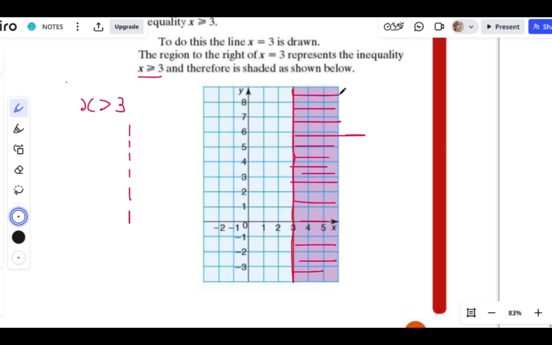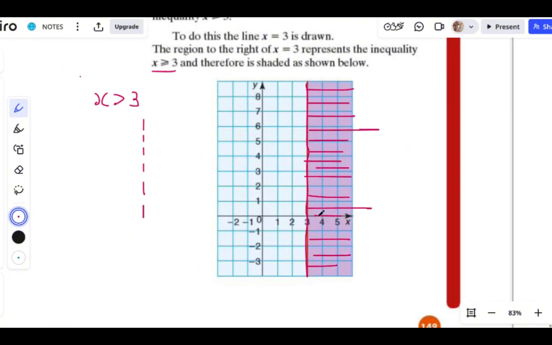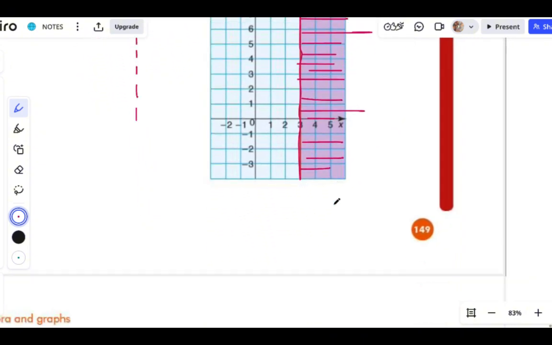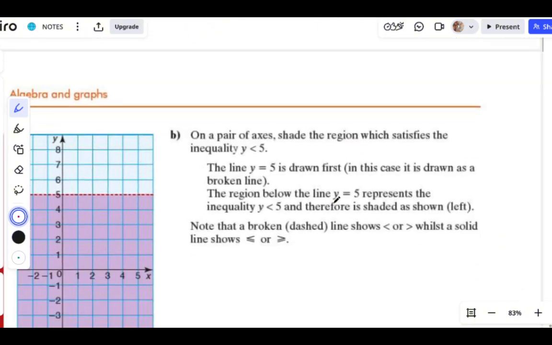So that's the first part we learned. Meaning, if they give us an inequality like this, x is greater than or equal to 3, we shade that region, right? Is that okay? Now let's move on quickly.